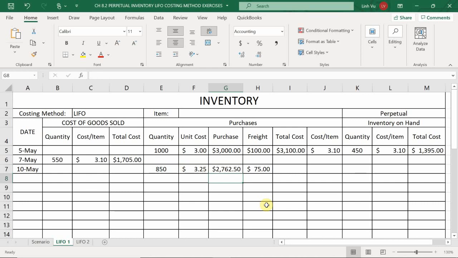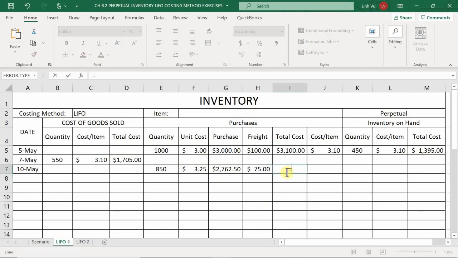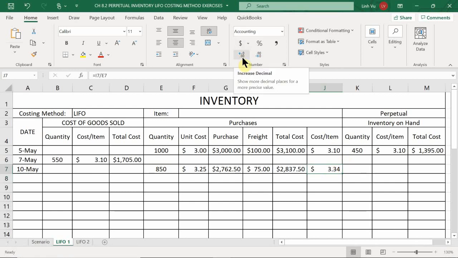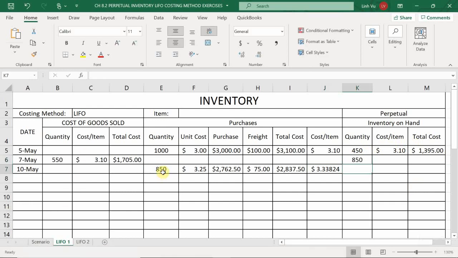$2,762.50. Good, right? Plus $75 is going to bring my total cost to be 2,837.5. Good, which brings my cost per item to be, this is the long digit one, $3.338235. Okay. Yes. Okay.